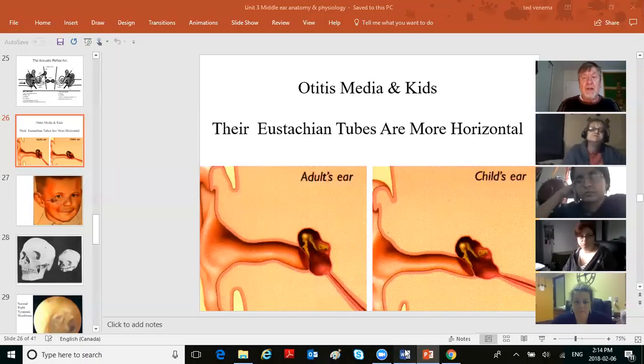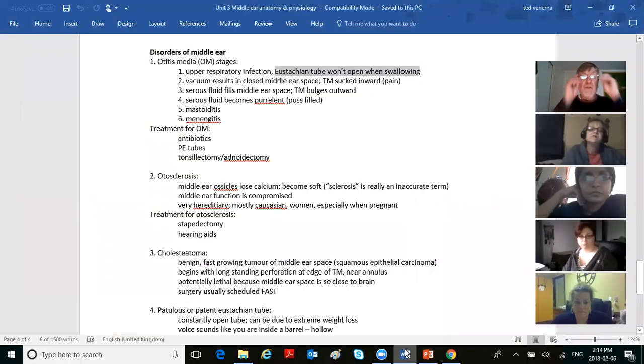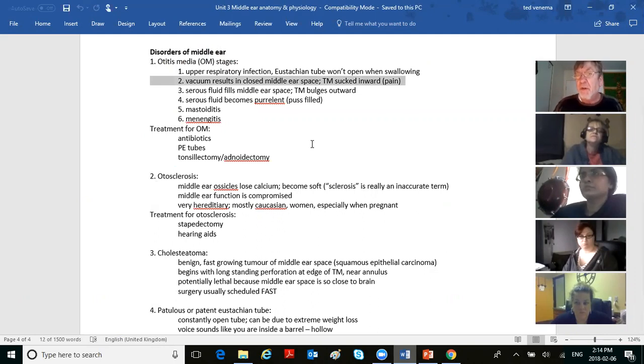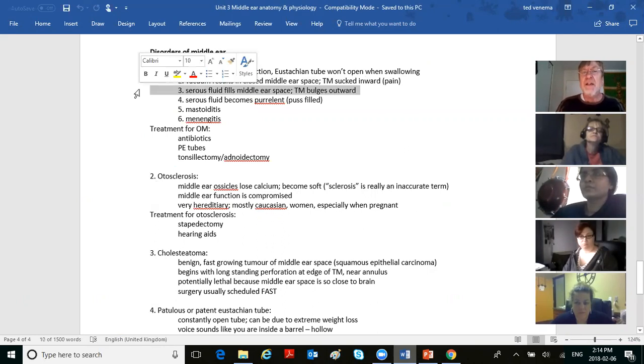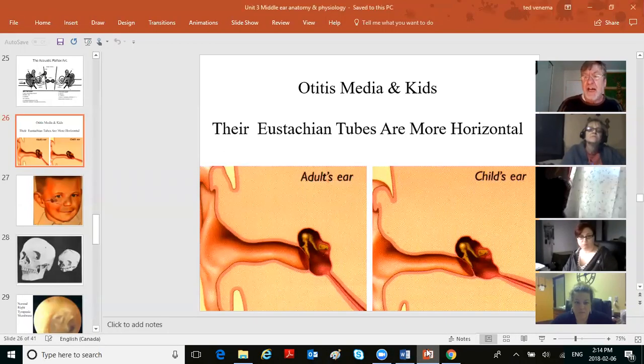Chapter 3, let's look at your Microsoft Word here. So here's chapter 2, vacuum results in closed middle ear space. Tympanic membrane is sucked inward, pain. And chapter 3, now your middle ear begins to bulge because it produces fluid. And the fluid is a reaction against the vacuum.